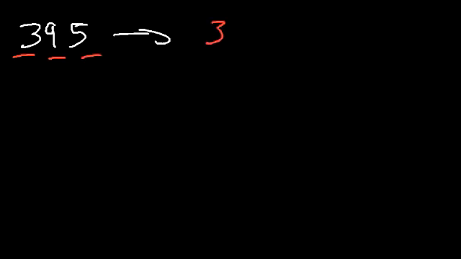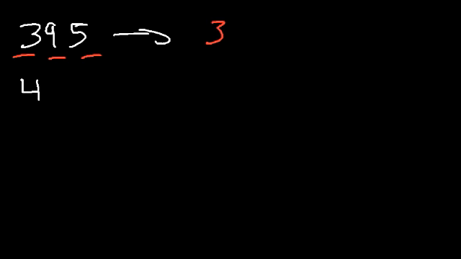The next topic in chemistry that we need to talk about is significant figures. So the first thing you need to be able to do is you need to be able to determine the number of significant figures within a number. So for example, 395 has how many significant figures? Any non-zero number is always counted as a significant figure. So we have 3 significant figures.